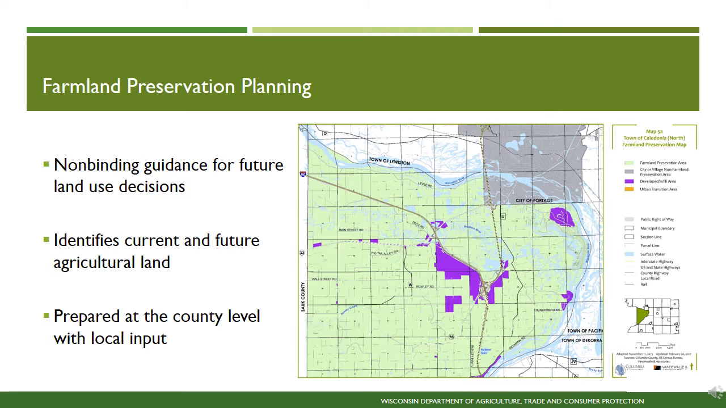Farmland preservation plans are the foundation of the Farmland Preservation Program. They identify local goals for agriculture and serve as non-binding guidance documents for future land use decisions. They also identify agricultural lands that will continue in agricultural use for the foreseeable future. Farmland preservation plans are prepared at the county level but with local input. Planning must be done using objective criteria, not simply by opting in or out. A farmland preservation plan lays the groundwork for participation in the program through zoning, agricultural enterprise areas, or both.